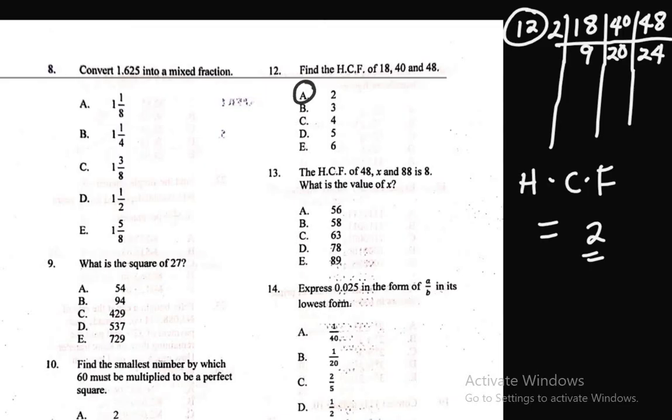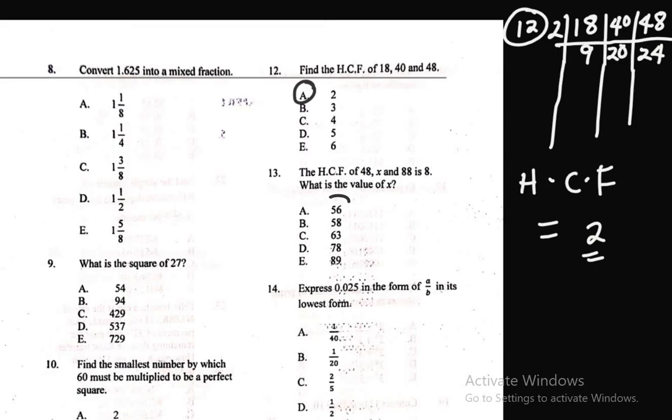Now, if you look at question 13, it looks a little bit confusing. The HCF of 48x and 88 is 8. What is the value of x? I want you to know that you can solve from the options.